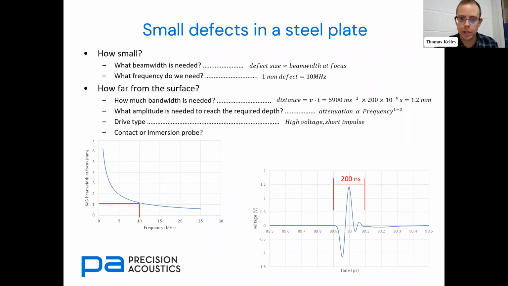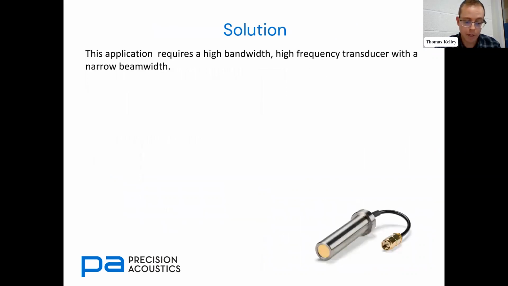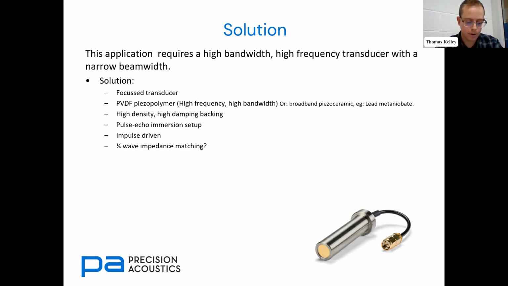So going on to the solution, the application clearly requires a high bandwidth to achieve the short pulse. It needs a high frequency to keep the beam width narrow and to keep the pulse duration short. And it needs a narrow beam width if it's to be capable of resolving the small defects accurately. So the solution could be, it's not necessarily just one solution, but the solution could be a focused transducer at 10 megahertz, say. It could be made from a piezopolymer film, or maybe a broadband piezoceramic, a lead metaniobate or something.